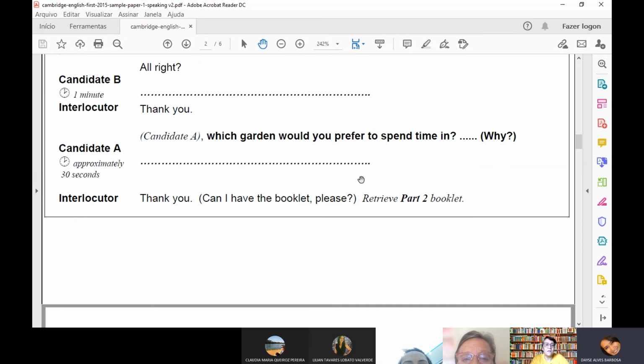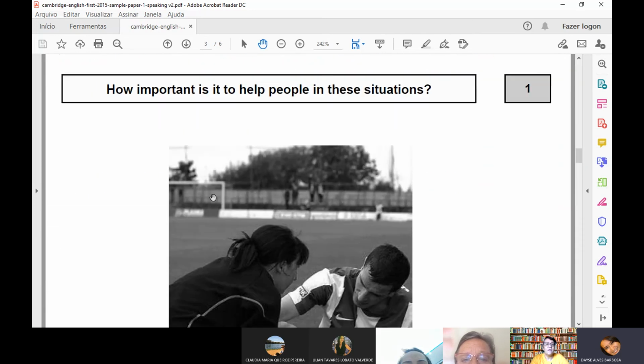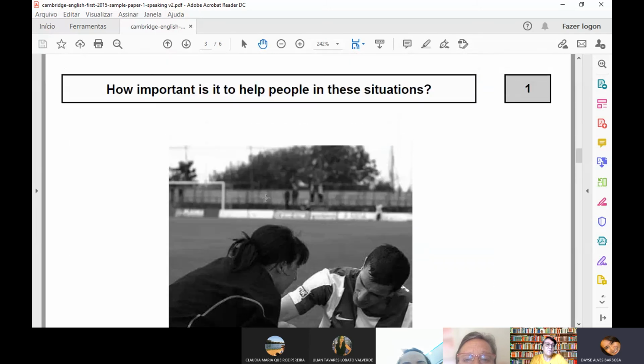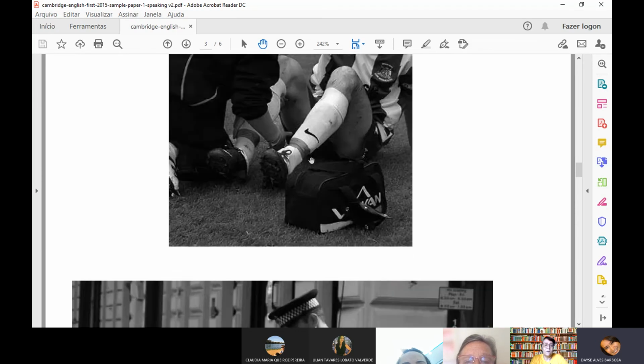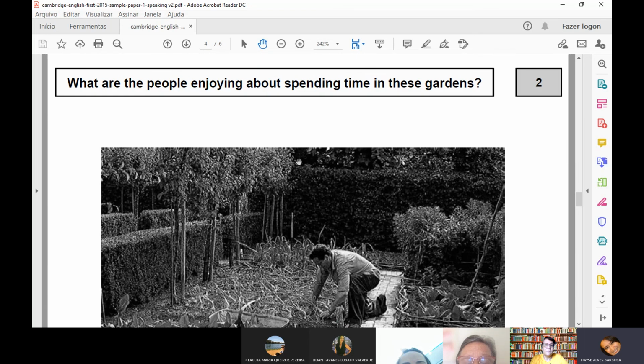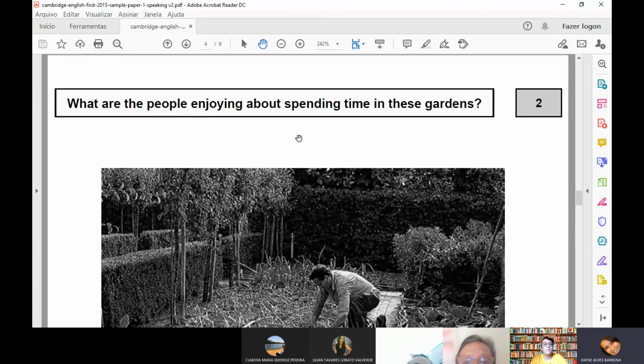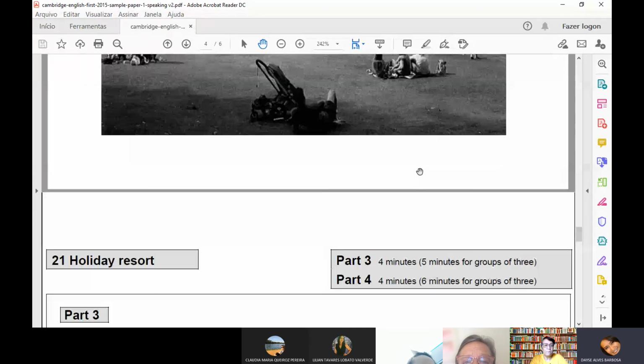Candidate A will be answering questions, and here are the pictures. You see the pictures given to the first candidate. In this case, that was for Maria. The question will be on top, always. The pictures to the second candidate are here. As you see, the questions will always be on top.